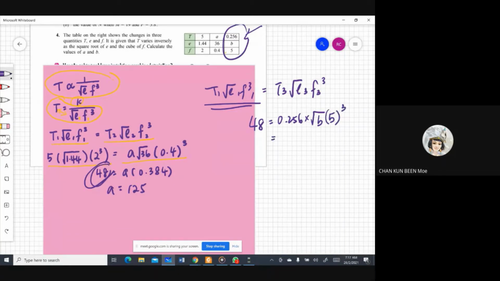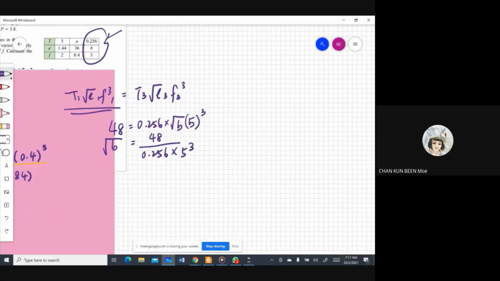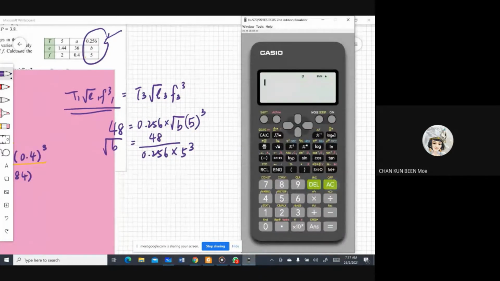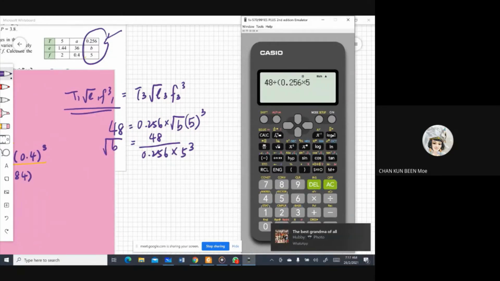So we are going to find out the value of B, which means the square root of B is equal to 48 divided by 0.256 times 5 cubed. Okay, so over here, we are going to press the calculator. 48 divided by, in bracket, 0.256 times 5 cubed. 5 cubed is actually 125, right?